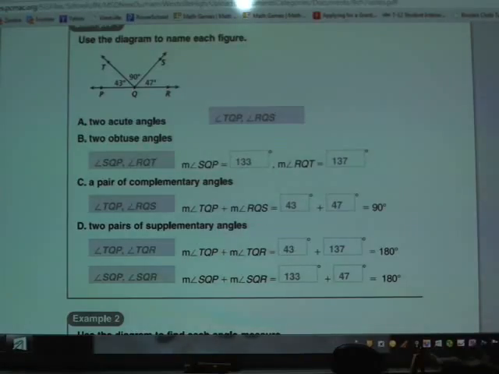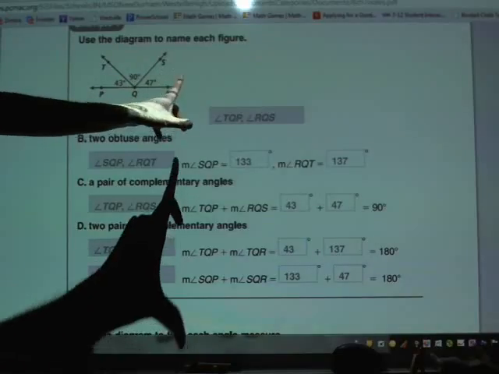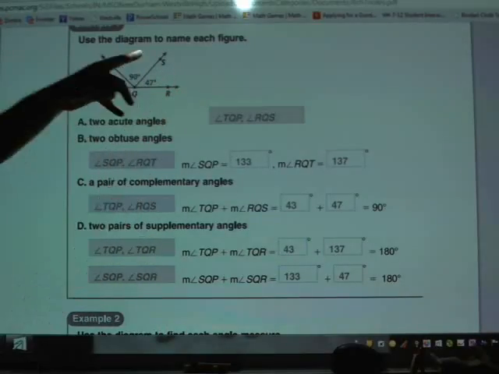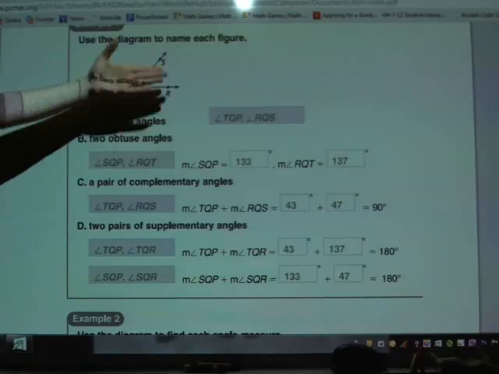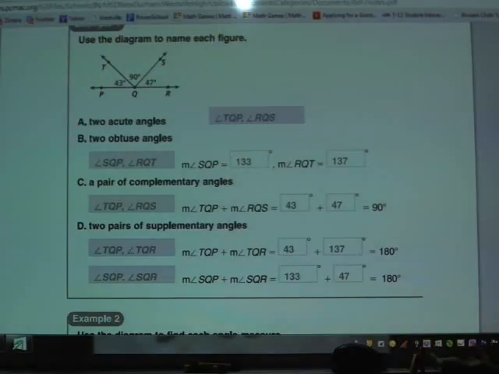Now, in B, they're asking us for obtuse angles. That's two angles whose sum is bigger than 90 degrees. So if you make that L shape again with your hand and then try and stretch it out a little bit, that's going to be an obtuse angle. Now if we look at just what we have here, none of those angles by themselves are obtuse. But we can put some things together to make obtuse angles here.